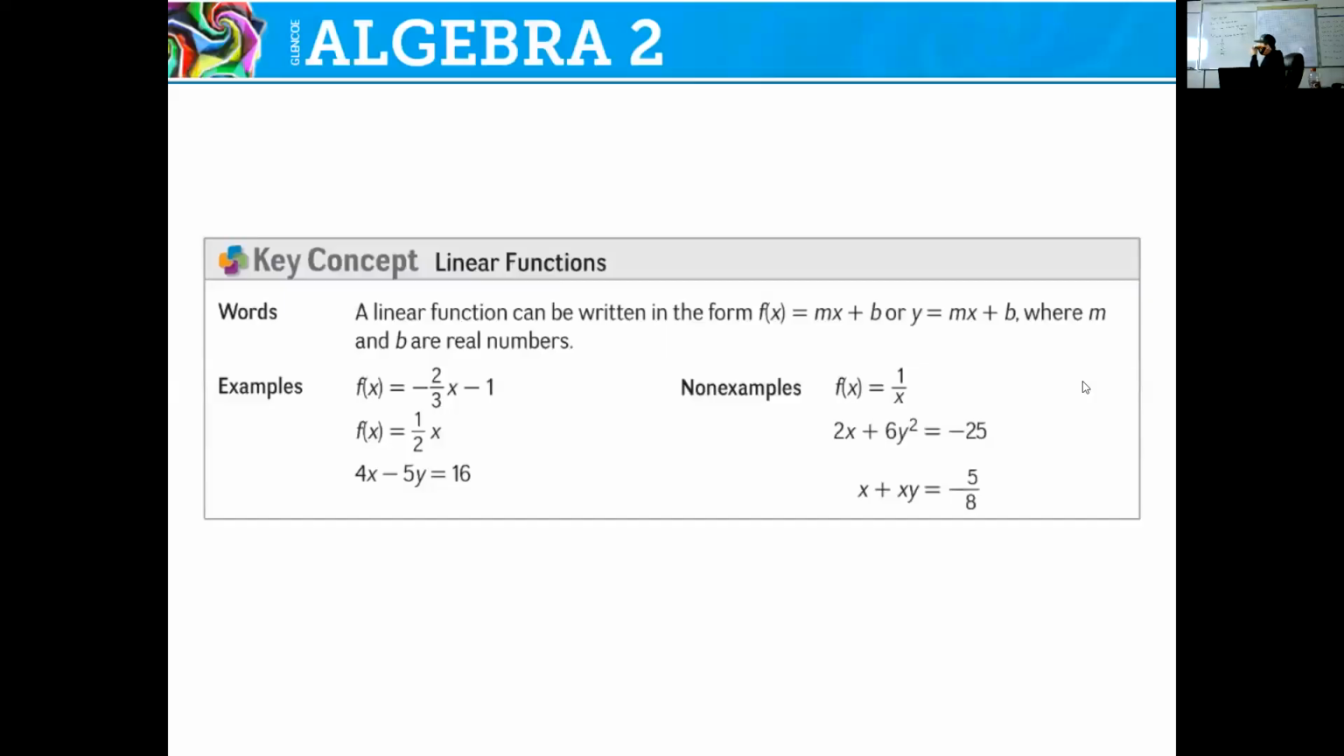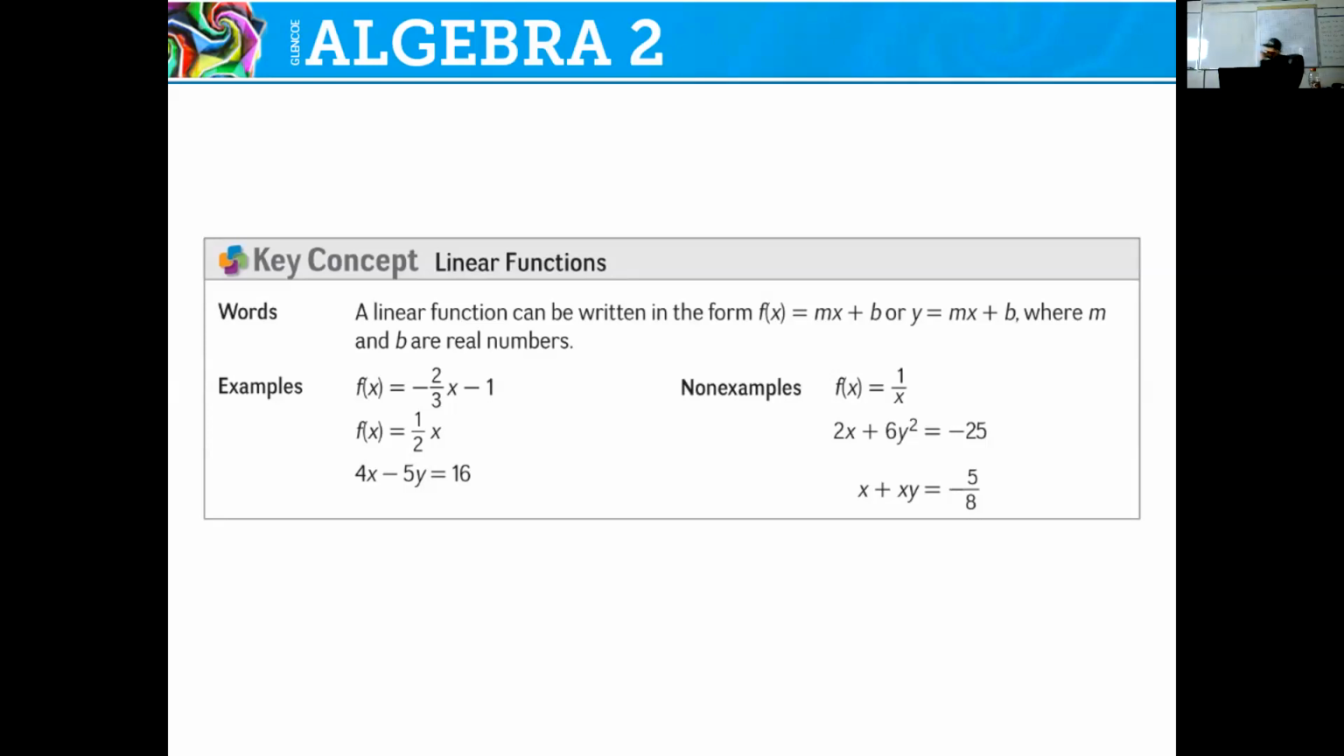Okay, going through some of these non-examples, I have f of x is equal to 1 over x. I know it looks like that x is to the first power, but once again, due to the properties of exponents, 1 over x is equivalent to x to the negative first power, so that really wouldn't fit. Also not going to have a constant rate of change on it.